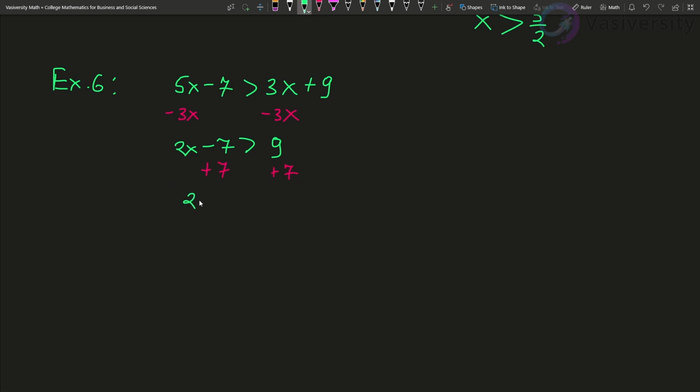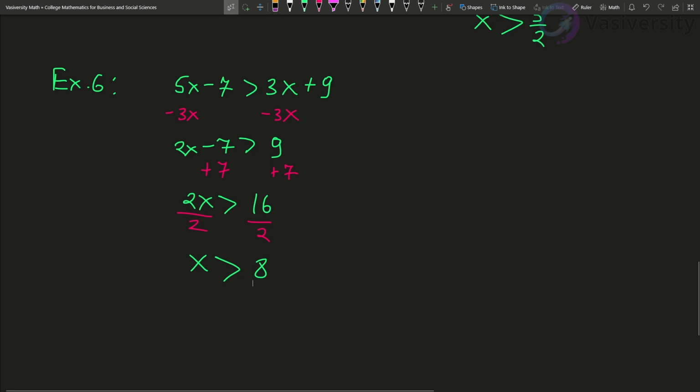Okay, so we're going to have 2x is greater than 9 plus 7, which is 16. Now let's go ahead and divide both sides by 2. So 2 and 2 becomes 1, and 1 times x is just x. It's greater than, so 16 divided by 2 will be 8. So our solution is x is greater than 8.